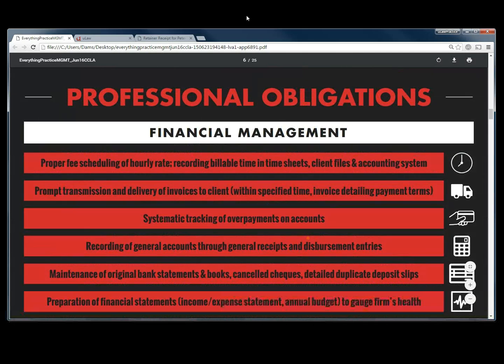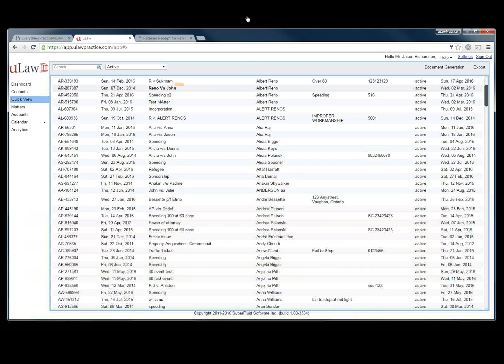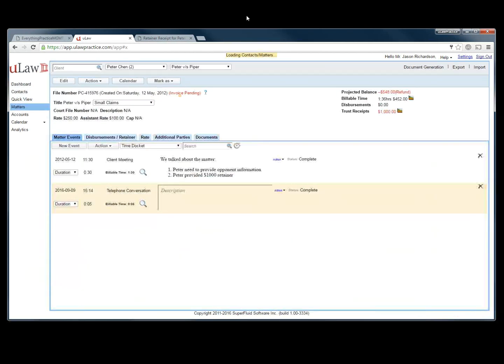The most important one is establishing a proper fee scheduling structure, an hourly rate, recording the billable time, client files, and a proper accounting system that backs up your invoicing process and your trust and your general process. That's very key. Financial management has two benefits. One, obviously, you will make the money at the right time, the right way. Like, if you have financial management built into your practice, you'll clearly identify if a matter is not invoiced. You should know in 2 seconds, oh, an invoice is pending. That's the key element of financial management.